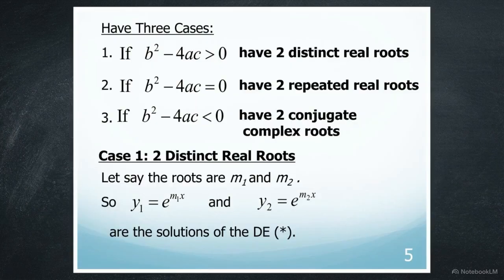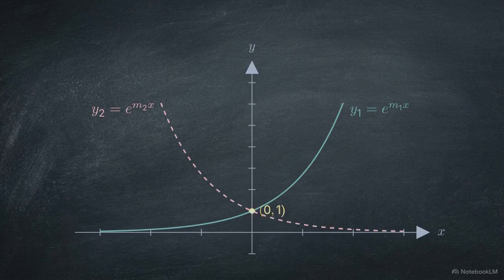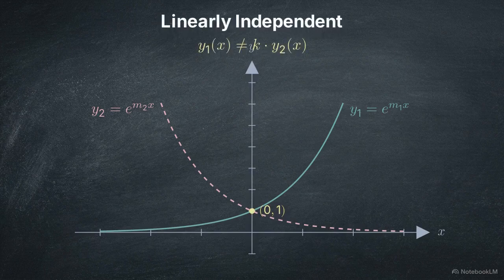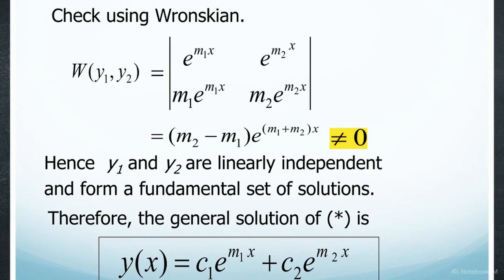Case 1 occurs when the discriminant is greater than 0, yielding two distinct real roots for m. We plug those values directly into our exponents to get two baseline solutions, y1 and y2. For a second-order equation, we require two separate solutions that are linearly independent, meaning one cannot simply be a scaled copy of the other. To prove independence, we use the Wronskian determinant. Because our two roots are different, the Wronskian is non-zero, confirming these functions form a valid independent set.